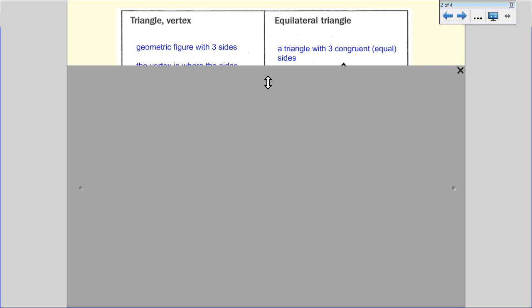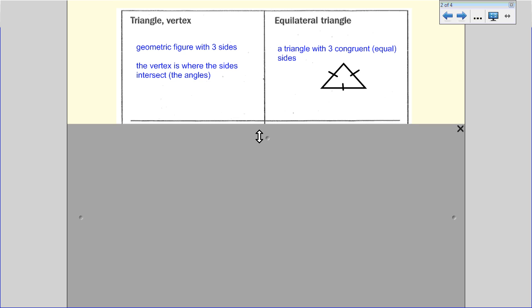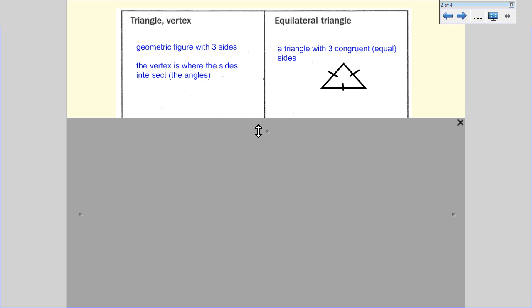The first 2 words they have for us are triangle and vertex. A triangle is just a geometric figure with 3 sides, and then the vertex is where the sides intersect. That's where we find the angles of the triangle. So there's 3 angles and 3 sides. The vertex is those corners where the sides intersect.